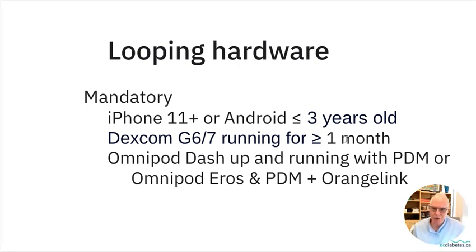Well, what looping hardware do you need? For loop you need an iPhone 11 or newer. For Android APS, an Android phone that's new. You need to have a Dexcom G6 or G7 running, and you need to have it running for a month. You need to be familiar with CGM, and then you need to have an Omnipod Dash up and running with your PDM. BC has a no-cost conversion for Eros to Dash. The rest of the country it costs, I think, $1,000. So in Eastern Canada, we have lots of people using the Eros pod, and then they need another piece of hardware called the Orange Link.